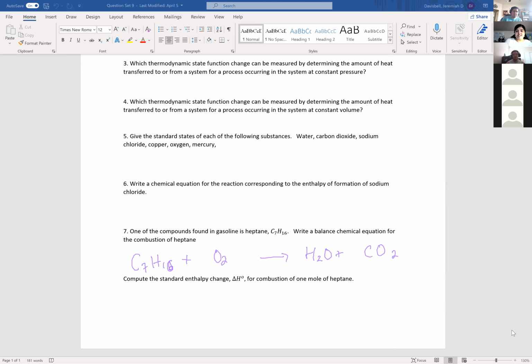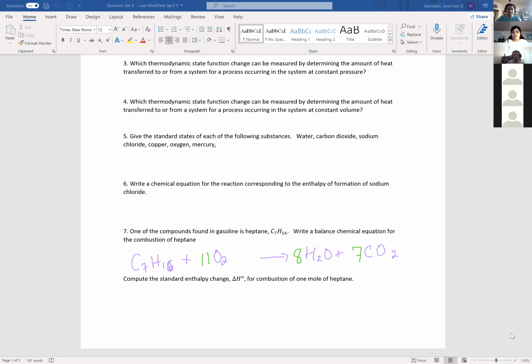I got 11 where oxygen is, and then I got 7 where carbon dioxide is, and I got 8 in the water. Okay. Does everybody agree? Anybody disagree? Georgina agrees. I hear no dissent, so I agree too. So I think we're good. Alrighty, so now we're going to compute the standard enthalpy change for combustion of 1 mole of heptane.